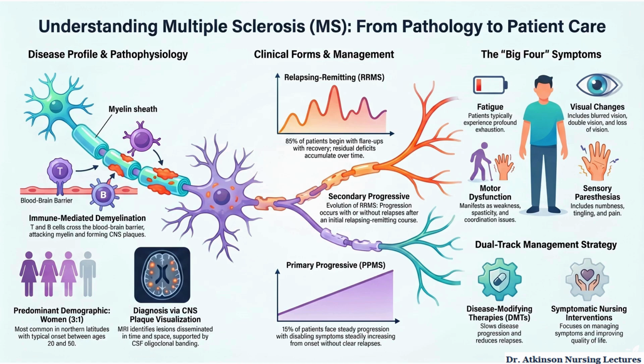MRI is the primary diagnostic tool, supported by CSF oligoclonal bands and evoked potentials. Disease-modifying therapies slow progression, while steroids treat acute relapses. Heat, stress, and infection can worsen symptoms and trigger exacerbations. And from a nursing perspective, priorities include safety, mobility, fatigue management, psychosocial support, and preserving quality of life.